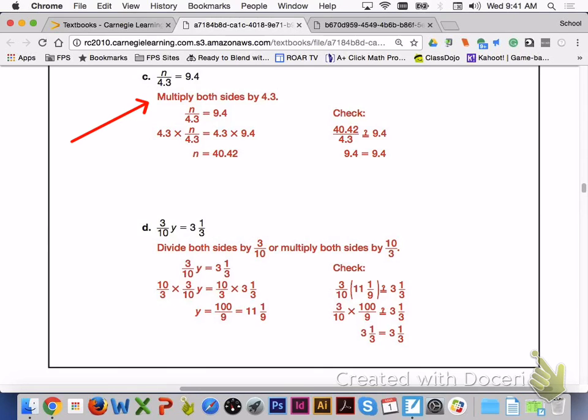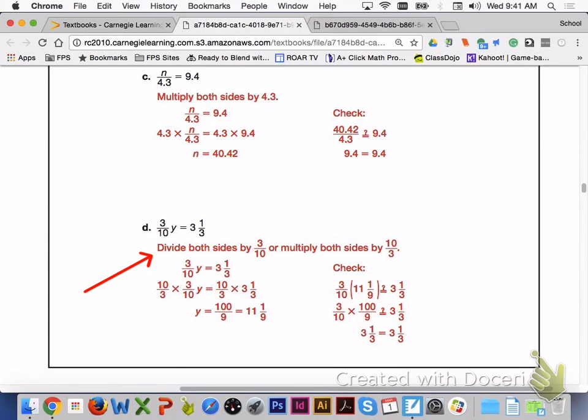For letter C, your inverse operation is multiplication. You have to multiply both sides by 4 3/10. When you do that to solve your equation, n is equal to 40 and 42/100. When you check your work, 9 4/10 is equal to 9 4/10, so your solution is correct.